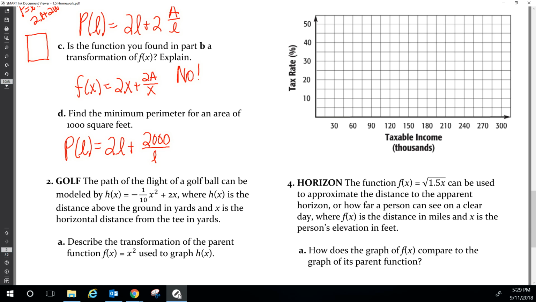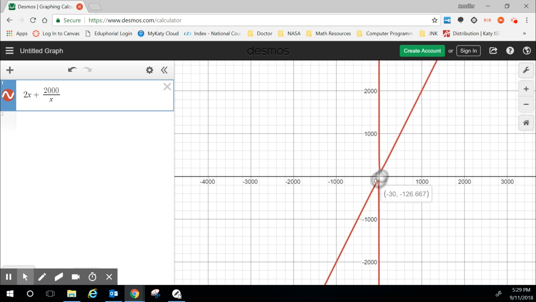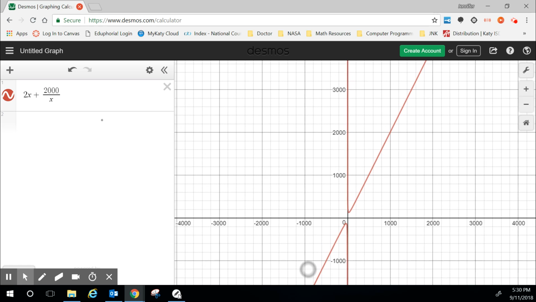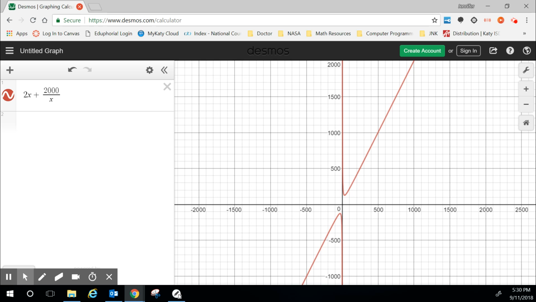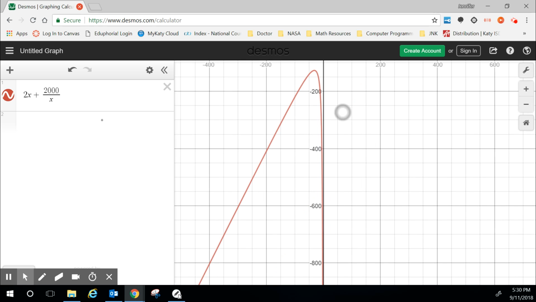So I'm having to pull this up on my computer on the other side. So here's my graph, 2x plus 2,000 divided by x. It's this funky looking rational function. We're going to do these in the next chapter where it has an oblique asymptote. Oh, it won't let me draw on here, unfortunately. It has an oblique asymptote, which makes it look all funky like that. But hopefully you see the minimum point.